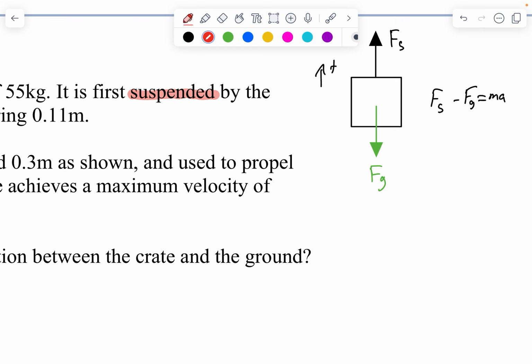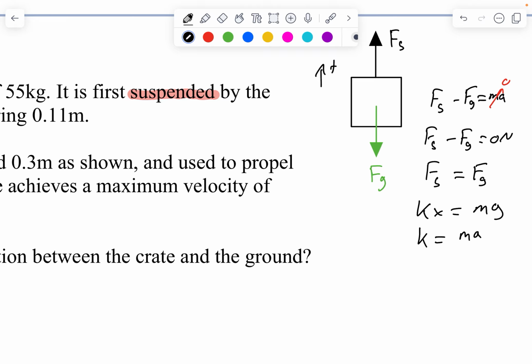But again, if we're suspending it, then there is no acceleration. In which case we're in equilibrium, which means the forces add up to 0, or the forces are balanced. That means if we know the equation for the spring force, which we do, it's Hooke's law, we can now calculate the K, the spring constant. So that's what I'm going to do here. mg over x is equal to K.